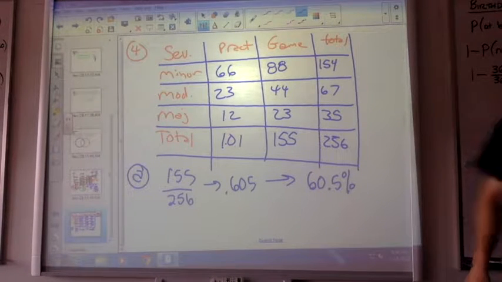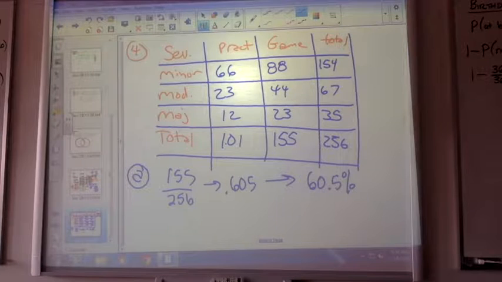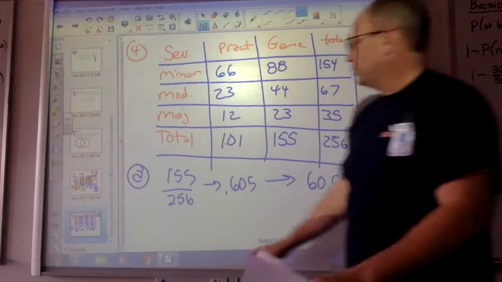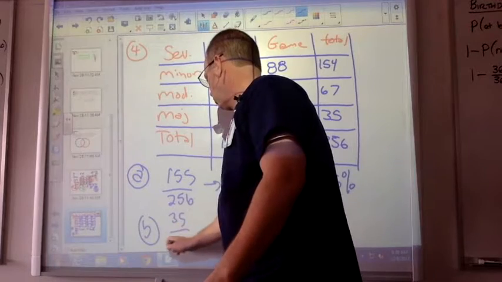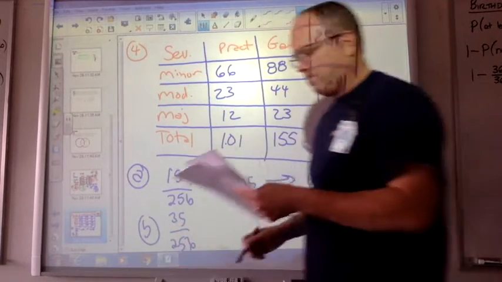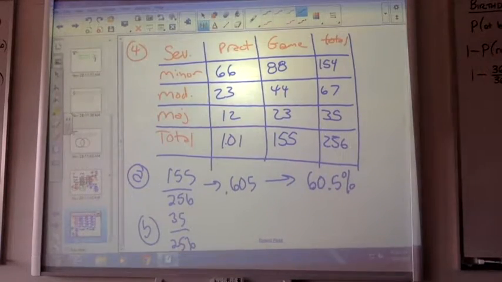How much? 256. Major injuries. How many major injuries were there? 35. Okay, so you had 35 out of the 256 total. And we weren't trying to find if it was during practice or a game that was a major injury. It was just total major injuries divided by total injuries.